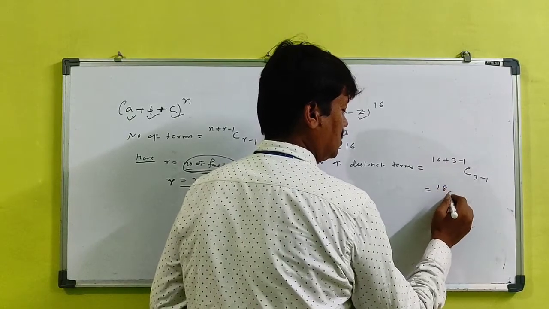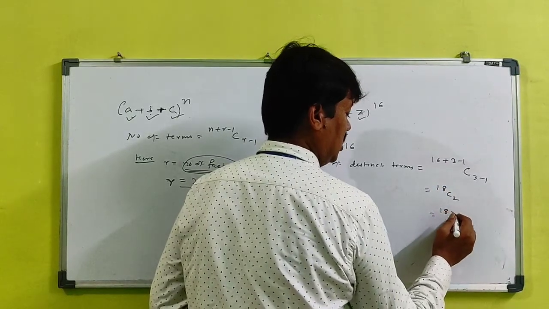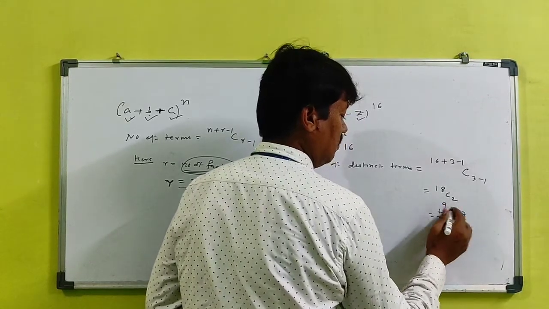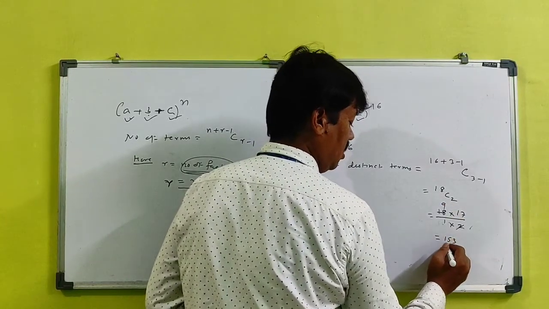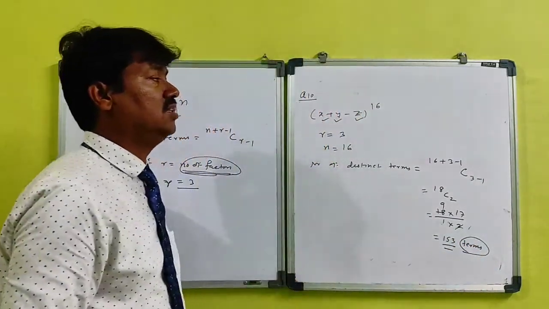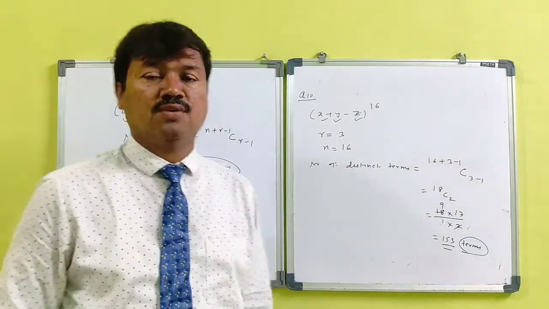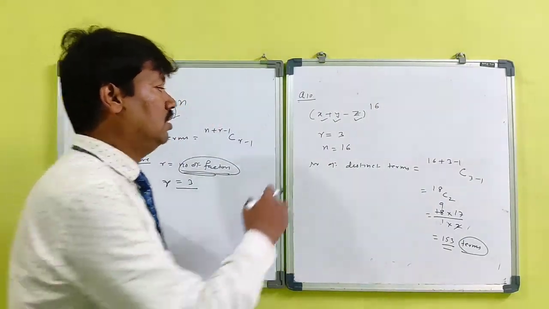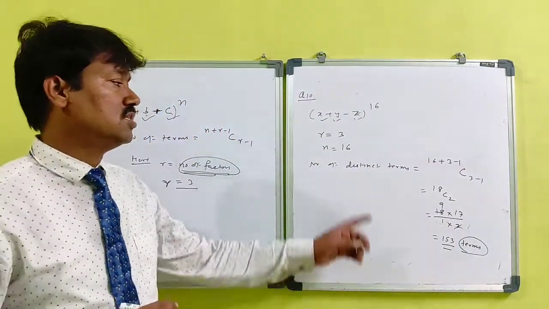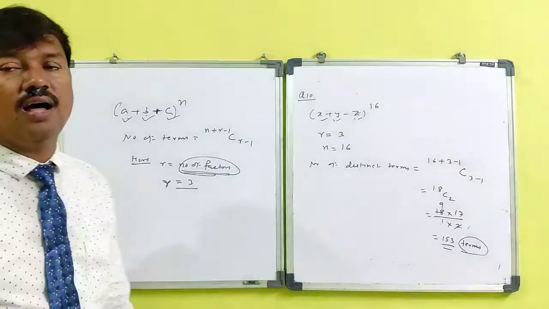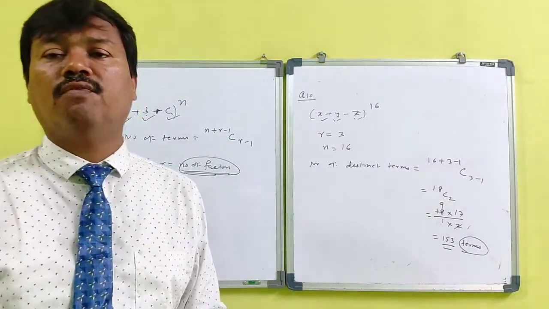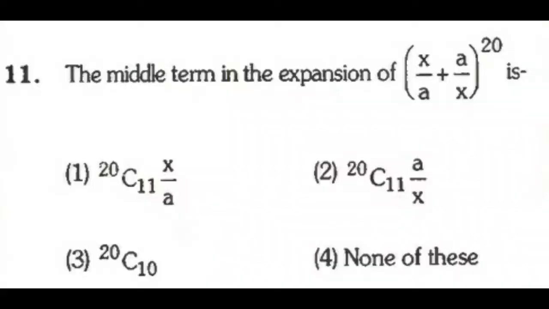So it becomes 18c2, which is 18 into 17 divided by 1 into 2. This cancels. So it is 17 into 9. So there are a total of 153 terms. 153 distinct terms are possible. So remember this concept, very simple. The number of elements is equal to r, and use this simple formula, n plus r minus 1 c r minus 1. Using this we can find the number of distinct terms.